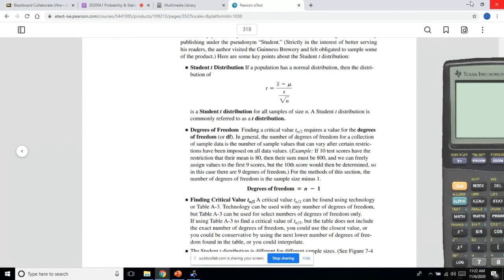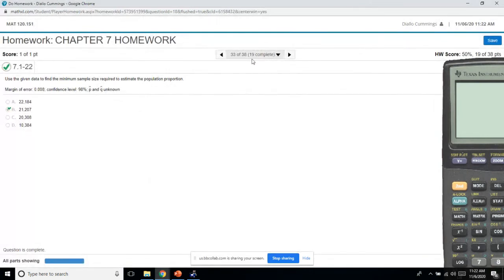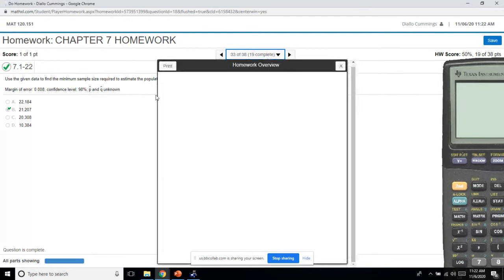Let's take a look at how you would actually calculate a T critical value. I'm going to return to our homework and we'll take a look at problem number 13.